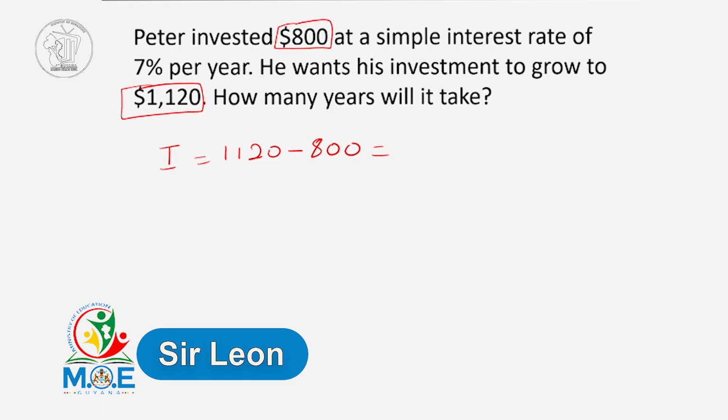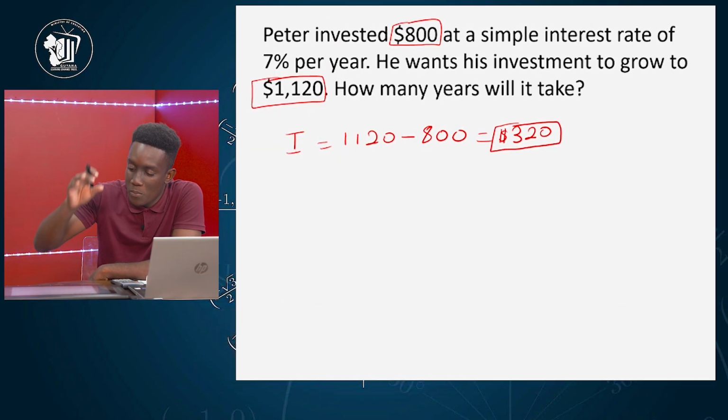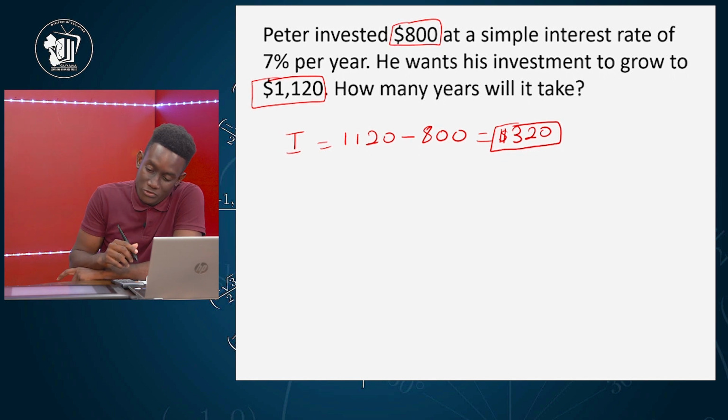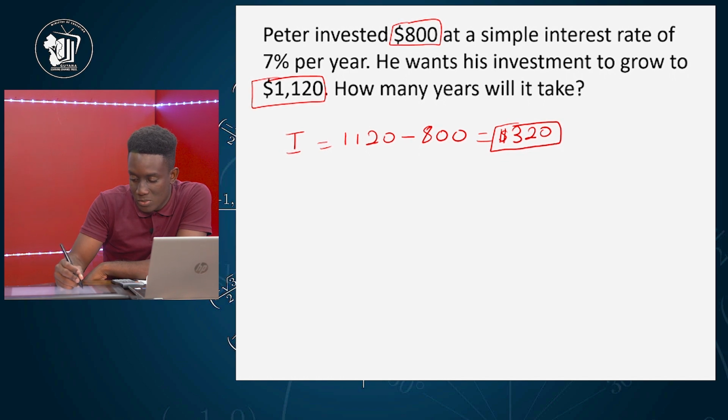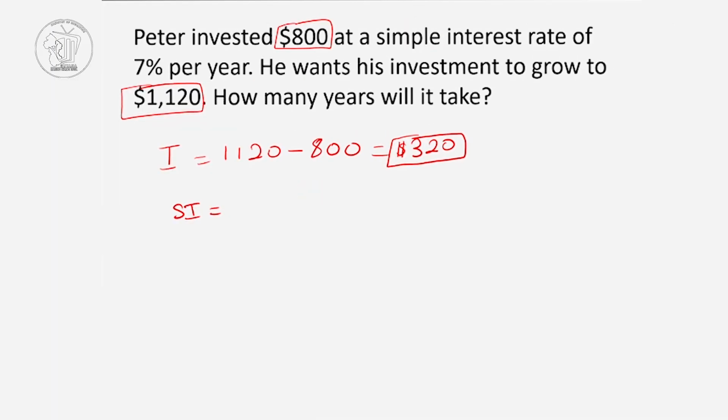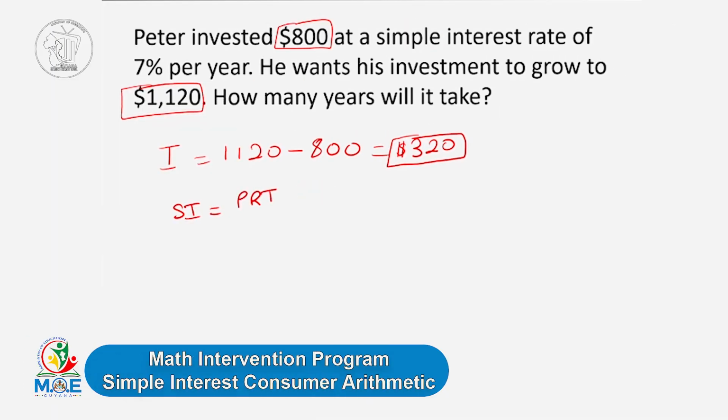And this will give us an interest of $320. So this is the interest. So you want to know how many years will it take to earn this interest. So once again, we use the same simple interest formula. So we say simple interest is equal to PRT over 100.